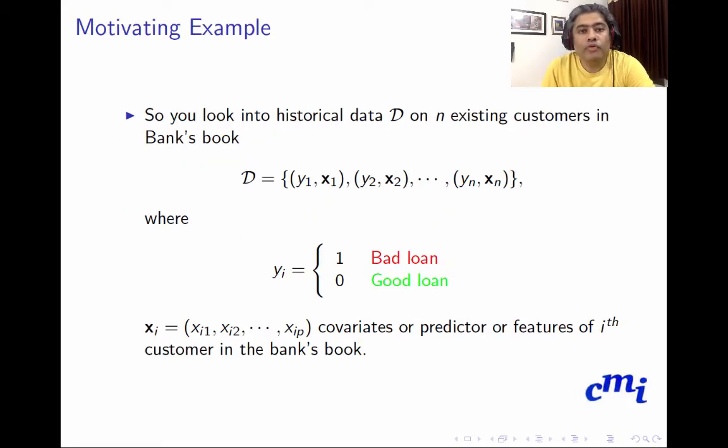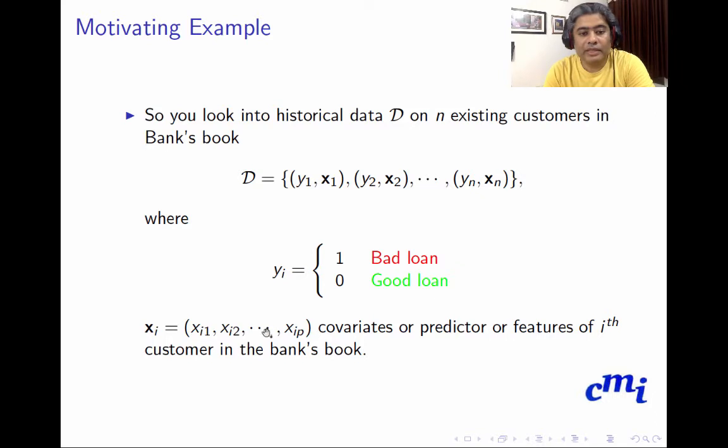So, how do you approach solving this kind of problem? You look into historical data D on existing customers in the bank's book. So, D is (y1, x1), (y2, x2), ..., (yn, xn). What is y1? y1 is 1 if the particular loan is a bad loan, and 0 if it is a good loan. And what is xi?